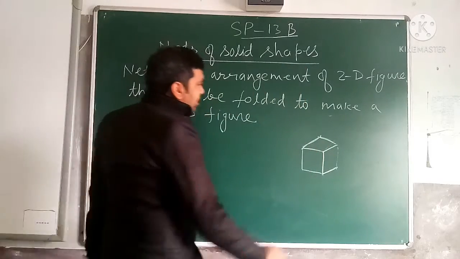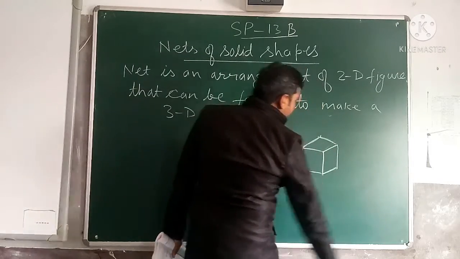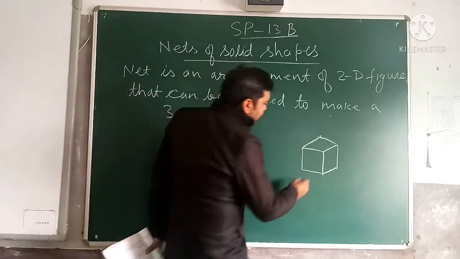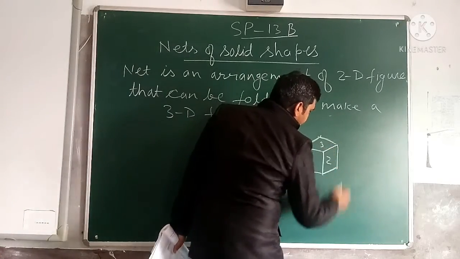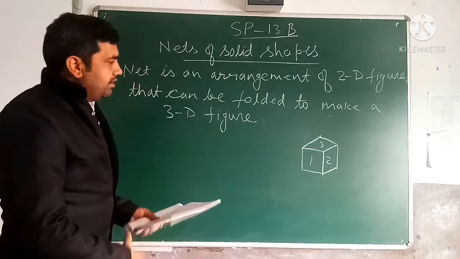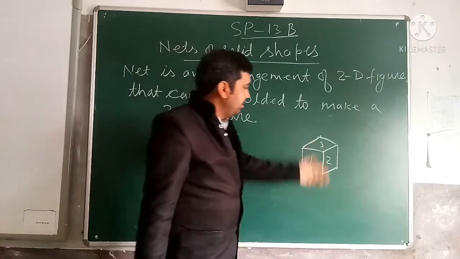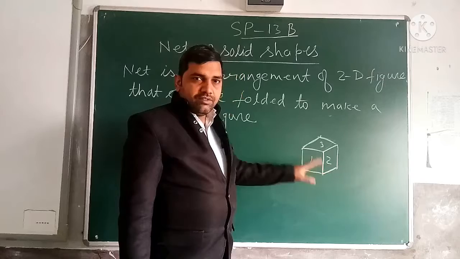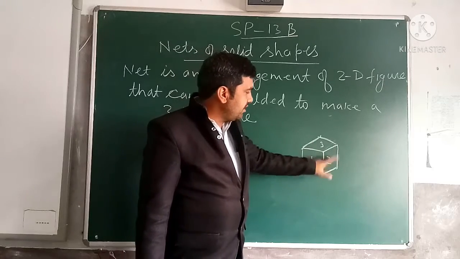As you can see, this is a 3D figure of a cube. At one time you can see only three faces of a cube: 1, 2, 3. And the other 3 will be hidden, behind. Our cube has 6 faces, but at one time we can see only 3 faces: first, second, third.